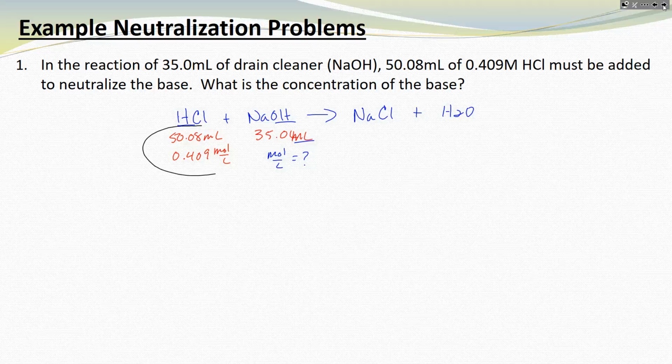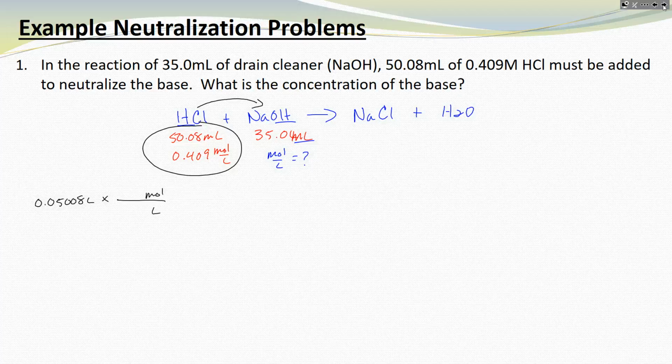So what I'm going to do is take the information I have here and find the moles of HCl, which will allow me to find the moles of NaOH, which then I can find the moles per liter. So I'm going to start with my volume, which is 0.05008 liters. I've just divided by 1,000, times by moles and divided by liters, so I can cancel out the unit liters. We have from the question 0.409 moles for every 1 liter. So when we do that math, 0.05008 times 0.409, we get 0.0205. And that would be your moles of HCl.